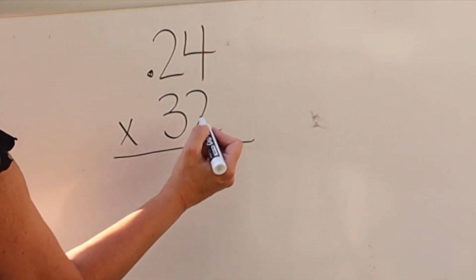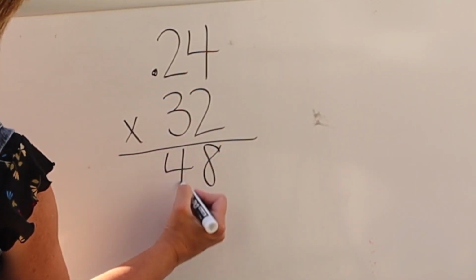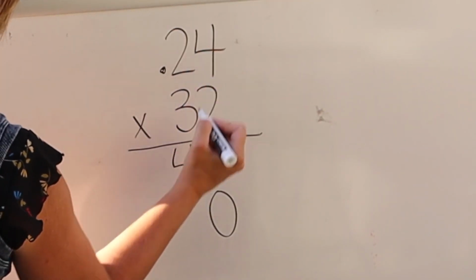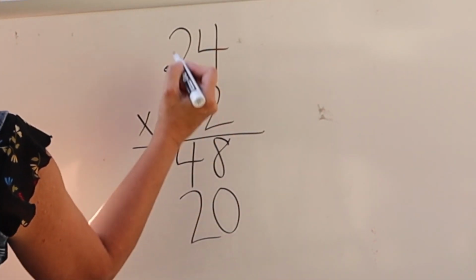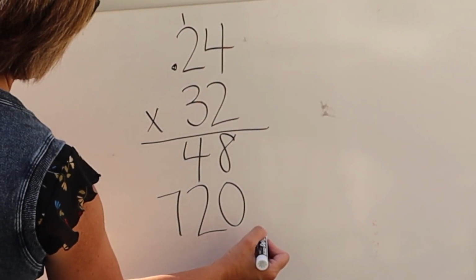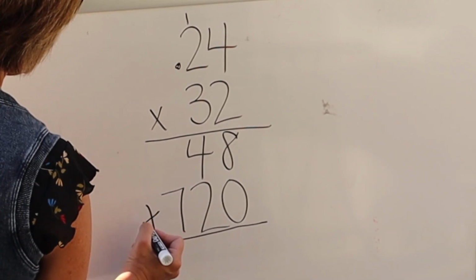Let's check it. 2 times 4 is 8. 2 times 2 is 4. Before going to the next number, go to the next line and put a 0. 3 times 4 is 12. 2, carry a 1. 3 times 2 is 6 plus 1 is 7. Then add up the parts.